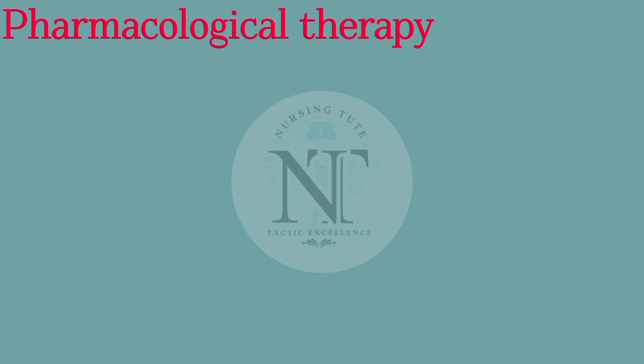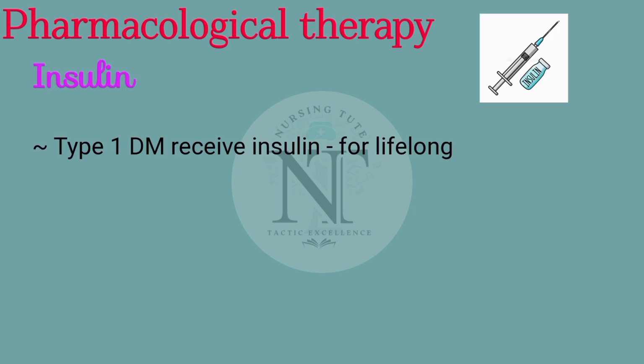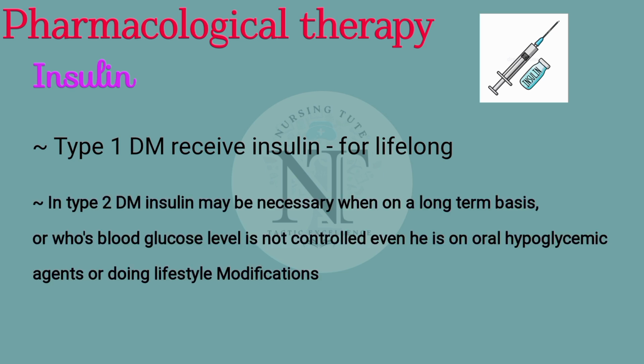Moving on to the pharmacological therapy, first we talk about insulin. Usually, type 1 diabetes patients should receive exogenous insulin for life. In patients with type 2 diabetes mellitus, insulin may be necessary on a long-term basis, or when blood glucose level is not controlled even though he is on oral hypoglycemic drugs or doing other lifestyle modifications.